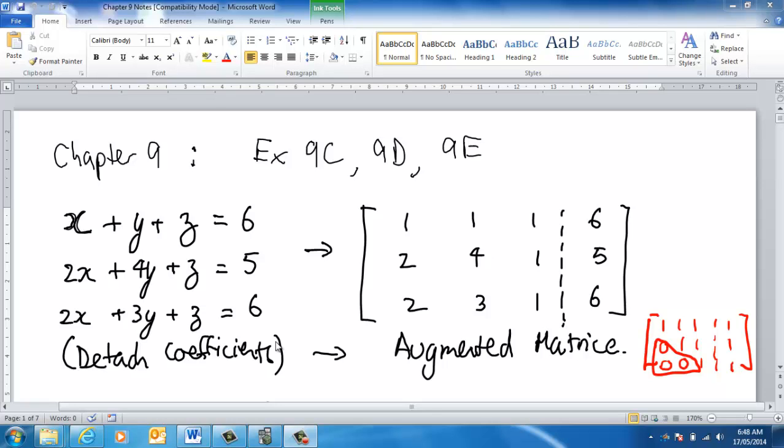Now today we're going to be looking at Chapter 9. Just letting you know that the three exercises that you must do are 9C, 9D and 9E from the chapter.